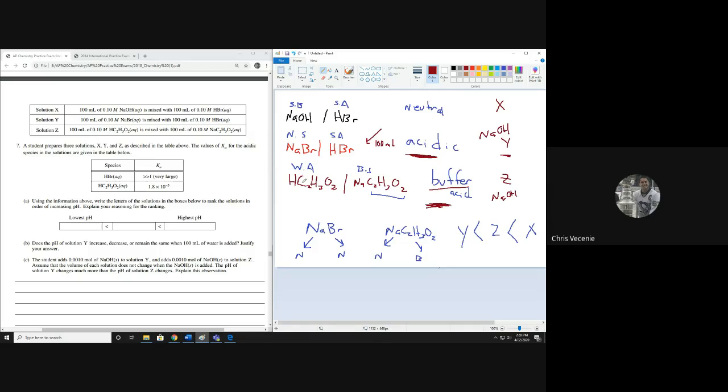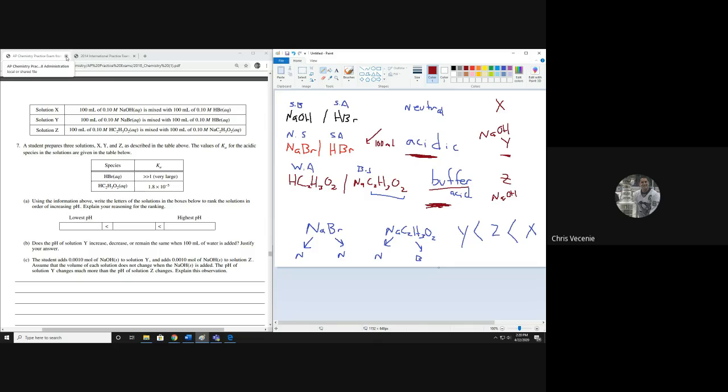All right, so you want to just say for C, solution Z is a buffer, and buffers resist pH change. Questions on that one, which would round out that practice test. Any topics there you guys weren't sure about?